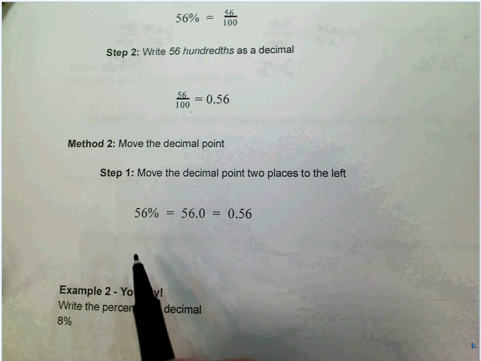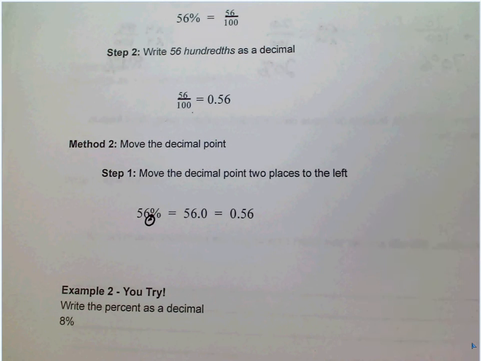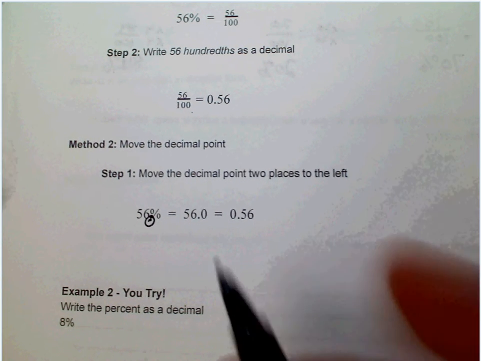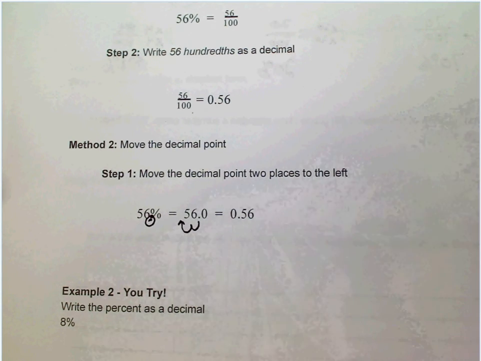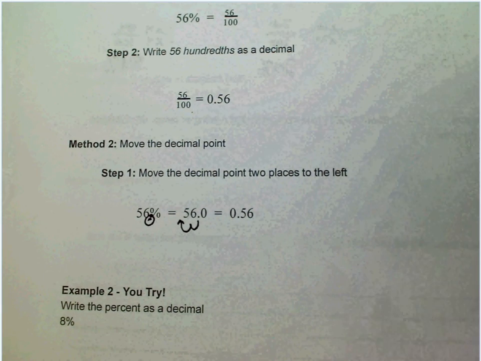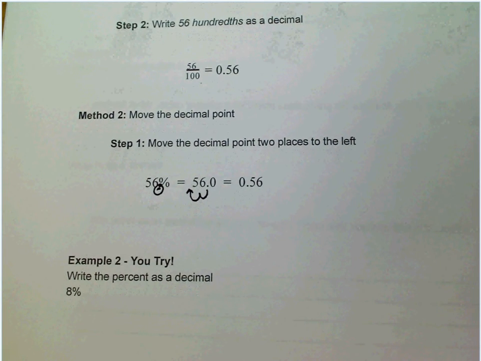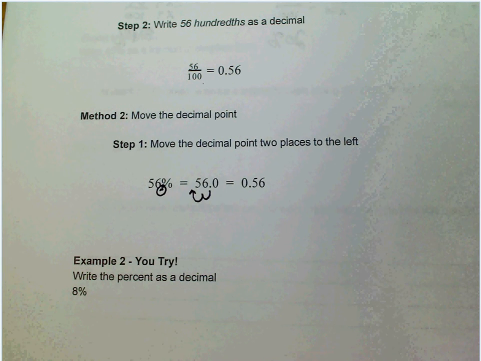Now remember, if we don't see a decimal point, that means it's always between the percent sign and the last number. That's only if we don't see a decimal point. We move that decimal point 2 places to the left, and we get 56 hundredths. Okay? I'd like you to try example 2 right now on your own. Write the percent as a decimal. Pause the video right now and complete that, as well as example 3 on the top of the next page.